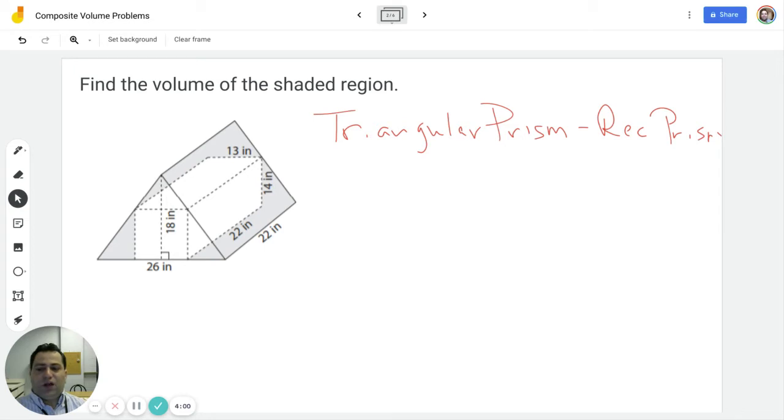So the volume of a prism is the same no matter what. We find the area of the base and we multiply by the height. So a triangular prism is going to be base times height divided by 2 times, I'm going to call it capital H, or big height of the prism. And then the volume of the rectangular prism is going to be length times width times height.